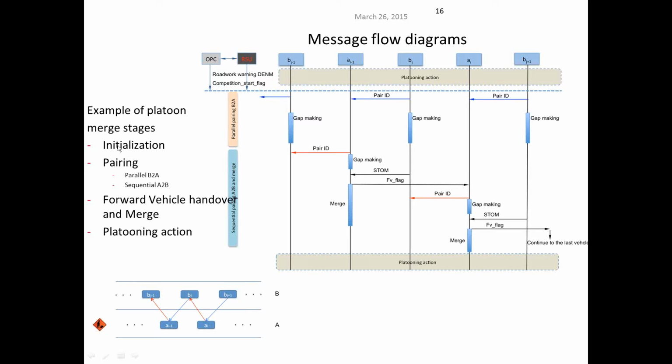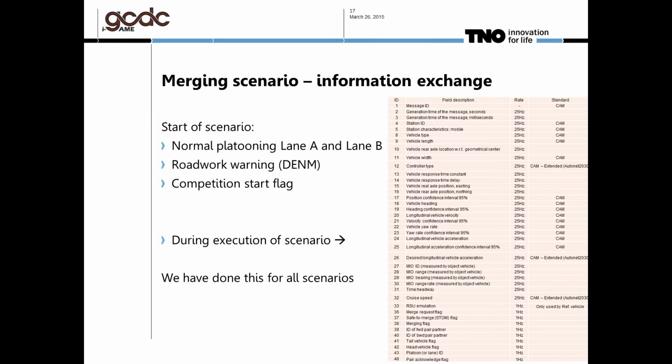We define different pairing stages and also the sequential pairing stage. For every main stage that we have identified, we have worked out examples of the message flow that is needed. If we look at the message flow needed to support a scenario like the merging scenario, these are the data fields that need to be exchanged while executing the scenario. This is just to give you an idea of the data types that really need to be communicated between those vehicles.